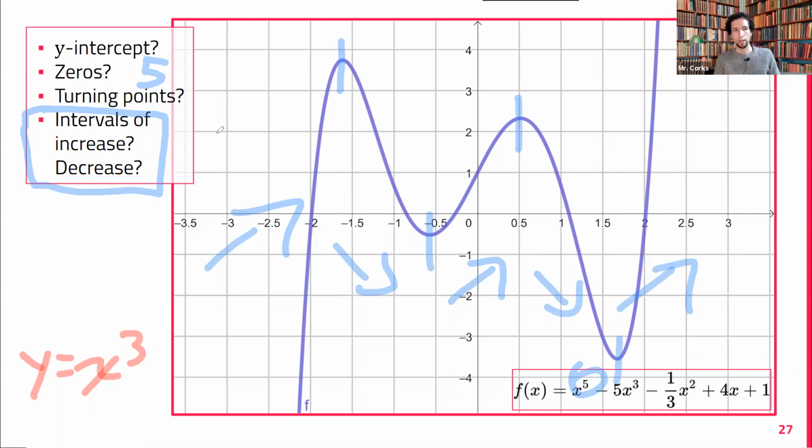And then based on that, the turning points, here we have maximum, minimum, maximum, minimum, 4 turning points. The exponent is 5, so 5 minus 1, maximum 4 turning points. And there are more things that we can notice, but we need to talk a bit more about calculus to be able to understand inflection points. So lots of patterns.